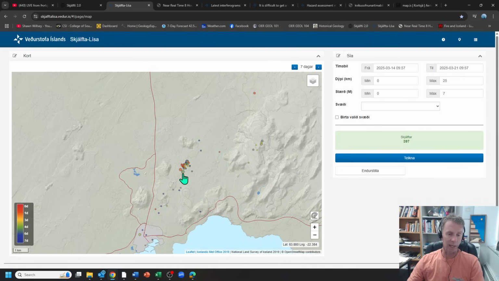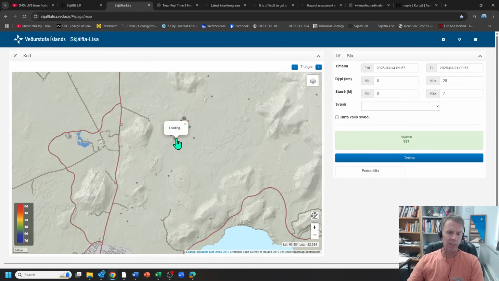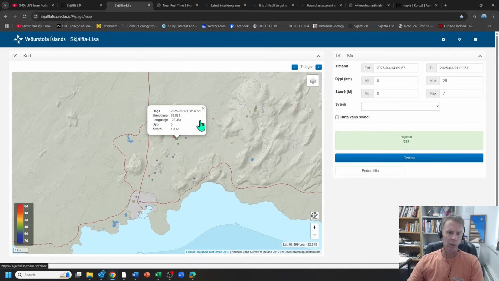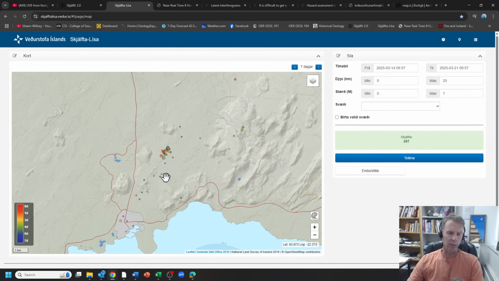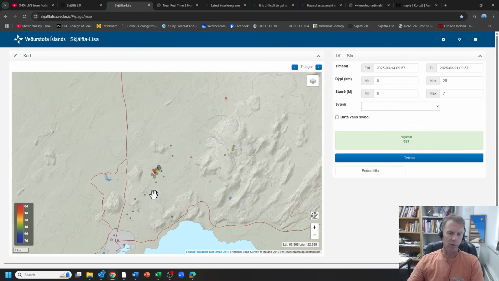Now, it is still possible that the eruption could begin elsewhere along this structural lineament here, but we expect to see the seismic noise that would go with that. So if it's going to erupt further to the southwest, we would expect to see a clustering of earthquakes there. If it's going to be further to the north, we'd expect to see that there.